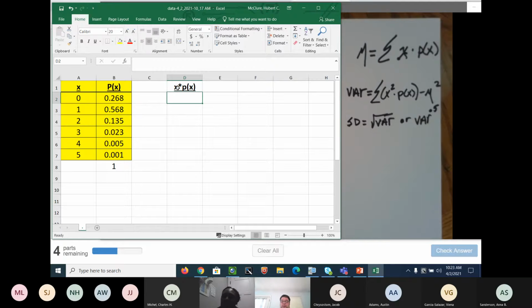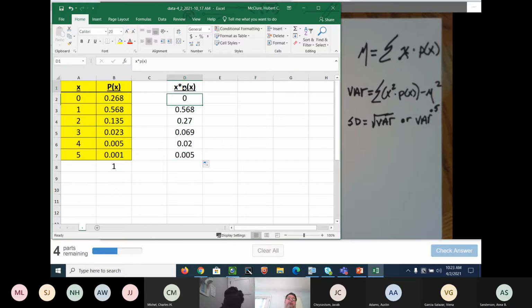Now I'm going to do the first one. That's going to be 0, because 0 times anything is what? 0. And I'm going to copy that down. And I want y'all to do this right now in your notebooks, your handy dandy notebooks. And I'm going to highlight this green because this is the first step in calculating stuff.